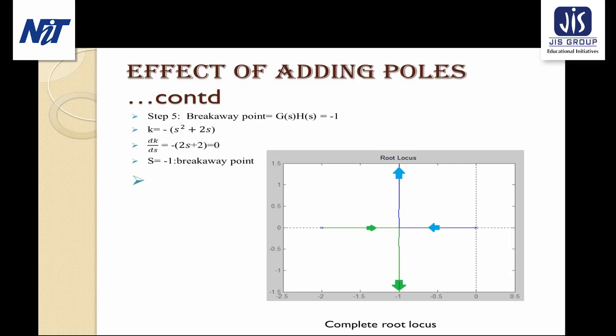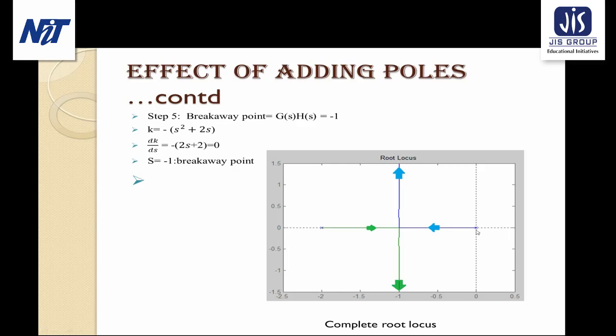And the breakaway point can be calculated as GsHs equal to minus 1. So we can find out the value of k, and after that we can find out dk/ds, and the solution of dk/ds equal to 0 gives us the breakaway point, and the breakaway point is calculated at minus 1. So this is the complete root locus.